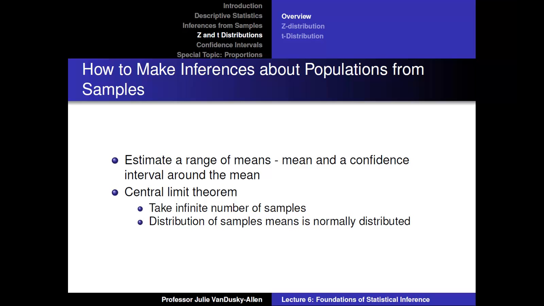We can do this because of something called the central limit theorem. The central limit theorem tells us that if we collect an infinite amount of samples, let's say we take an infinite amount of samples of 1,000 observations each, 95% of the time, the sample means from each of those samples will be very close to the true population mean. This is because the distribution of sample means is normally distributed.